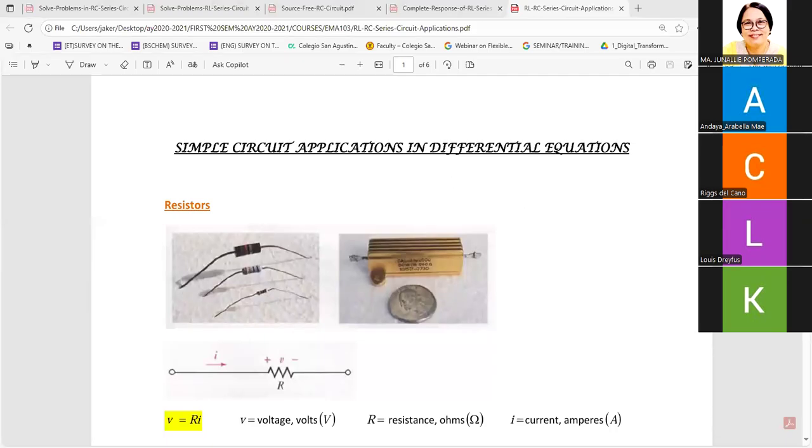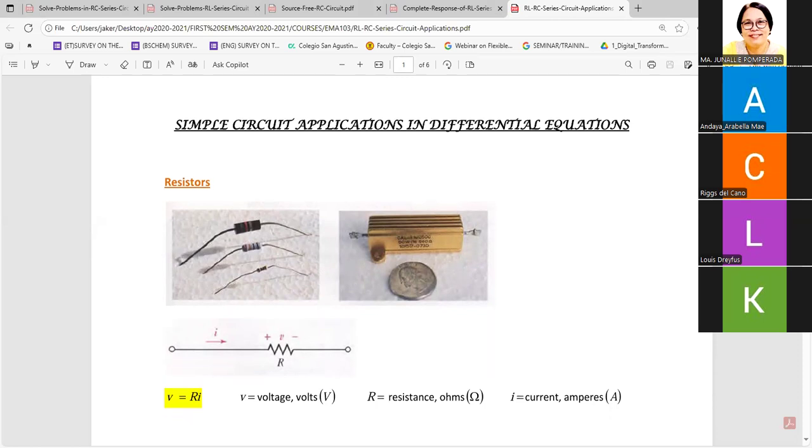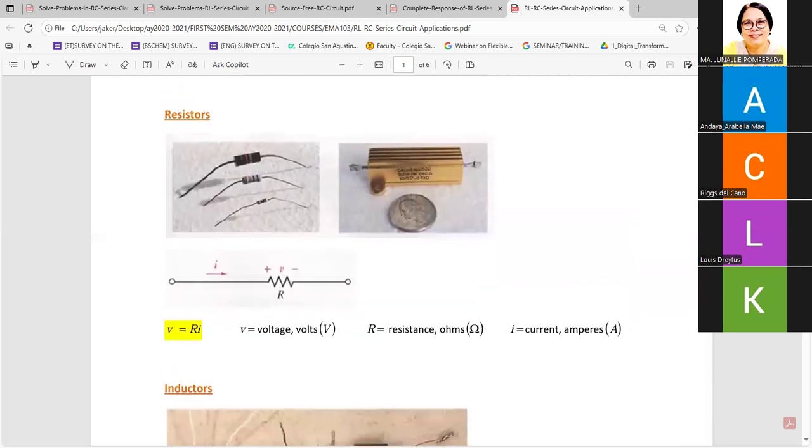So as I have mentioned, our circuit application for differential equation will only cover the RL and the RC circuit. So for you to have a better understanding, we'll still first look at what's a resistor, what's an inductor, and what's a capacitor. Though I know you have already covered this in your physics and even in your circuit subjects probably.